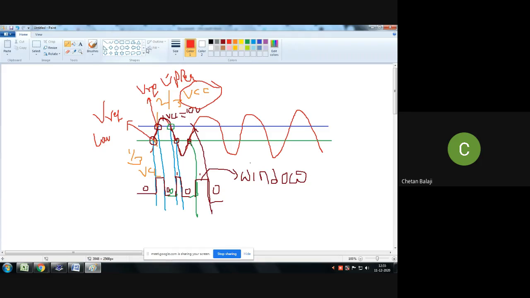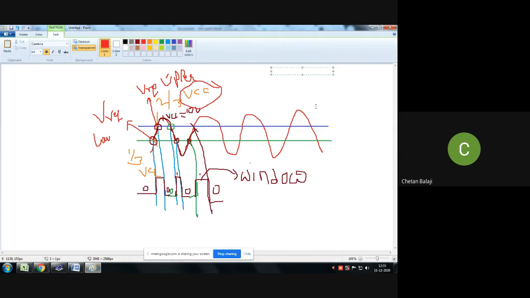If my VCC equals 10 volts, then 1 by 3 VCC equals 10 by 3, which is equal to 3.33. 2 by 3 VCC equals 20 divided by 3, which is around 6.66. Therefore, this is my V reference lower, and this is my V reference upper.